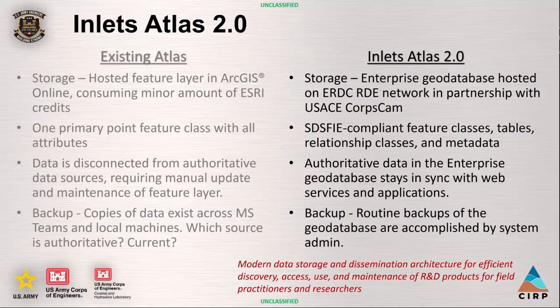And as I'll explain, we've done that in partnership with other Corps of Engineers efforts. I also wanted to pivot from one primary point feature class that rules it all to a series of feature classes, business tables, relationship classes, and metadata that can separate out the different types of data, so that we could then leverage those database capabilities, like relationship classes, to link the data sets together and do it in a way that complies with current mandates for geospatial data in the Corps of Engineers.